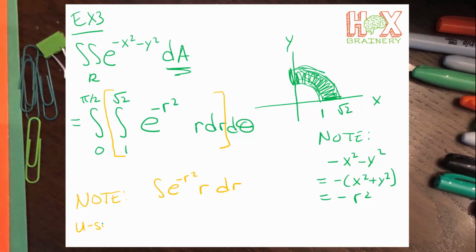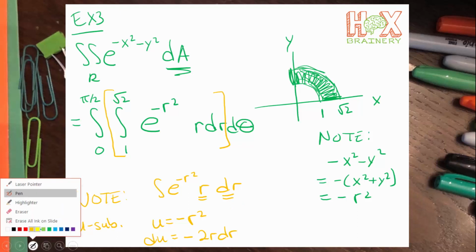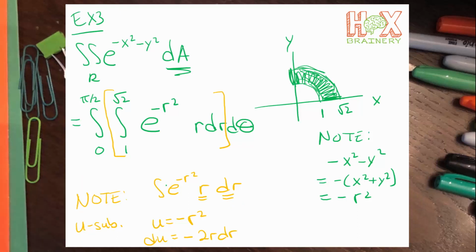You can use u-sub to integrate this, where u would be equal to the exponent, negative r squared, and then du is equal to negative 2r dr. So you have your r, you have your dr. You're missing the negative 2 though, but you can fix that. You can multiply the inside by a negative 2 as long as you divide somewhere by a negative 2. So the negative 2, the r, the dr, all of that gets replaced with du.